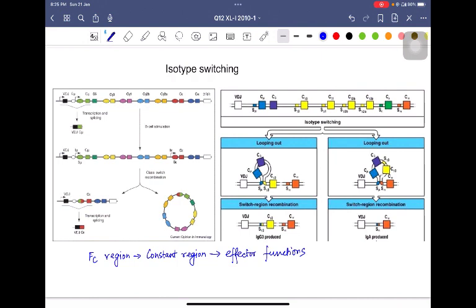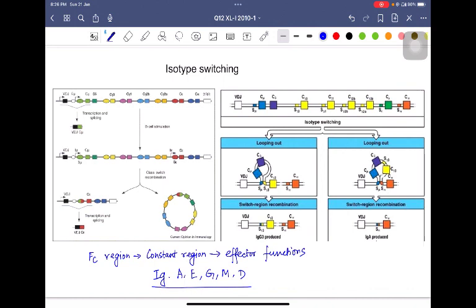So, we know that there are different types of antibodies or immunoglobulins like immunoglobulin A, immunoglobulin E, immunoglobulin G, and also M and D, right? These different types of immunoglobulins are differentiated on the basis of their constant region. So they have different constant regions, and these are the classes of the antibodies or the classes of the immunoglobulins.